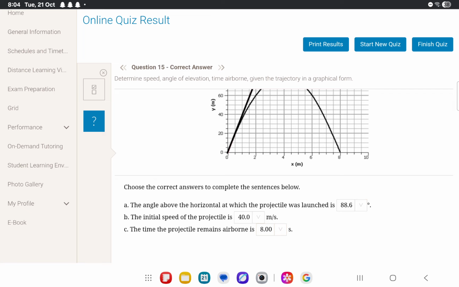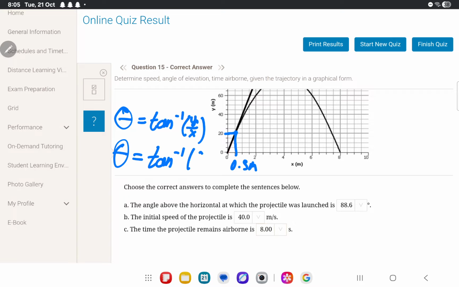Here, the angle above the horizontal at which it was launched. You can see at this point, 20 and 0.5 meters. So the angle, remember, is the tan inverse of y over x. So theta is equal to tan inverse of 20 over 0.5. This gives you theta as 88.56, so you round it to 88.6 degrees. That's how I got it.